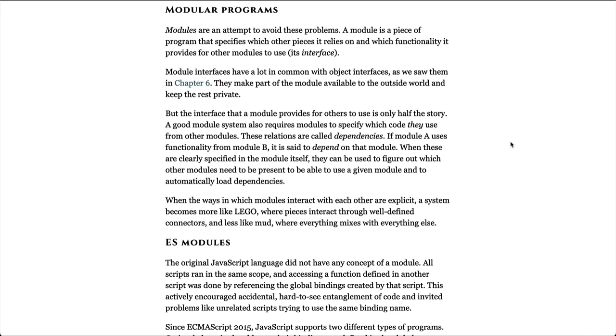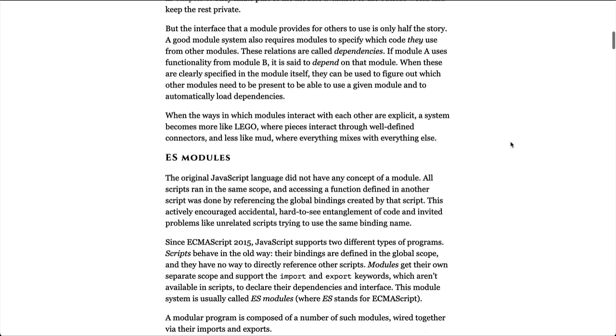A module is a piece of program that specifies which other pieces it relies on and which functionality it provides for other modules to use, its interface. Module interfaces have a lot in common with object interfaces as we saw them in Chapter 6. They make part of the module available to the outside world and keep the rest private. But the interface that a module provides for others to use is only half the story.